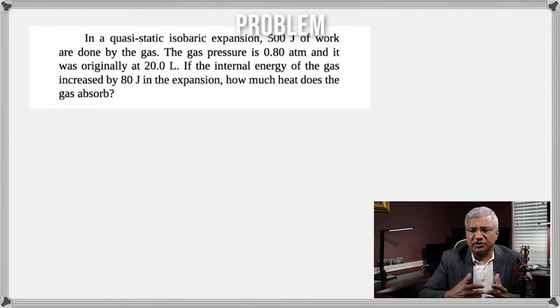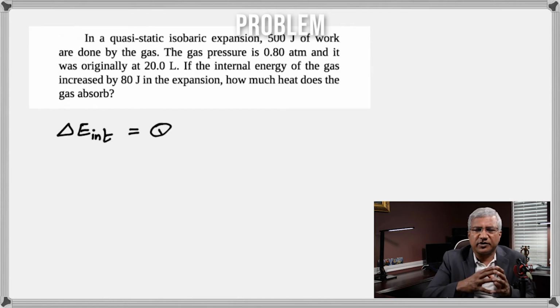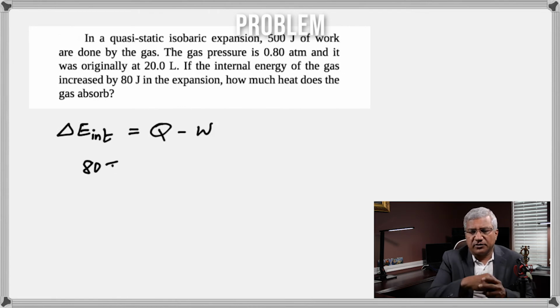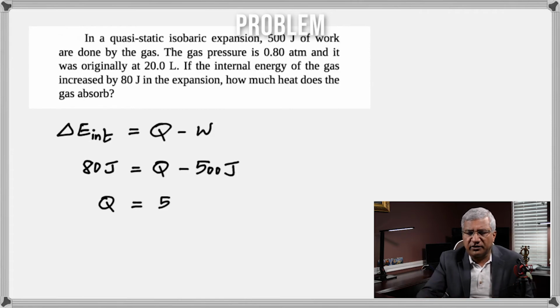So the internal energy of the gas has increased, which means a lot of heat has come into the system. And we're going to use the first law of thermodynamics to do this problem. According to the first law, change in internal energy is Q minus the work. All right? The change in internal energy is 80 joules. Work done is 500.